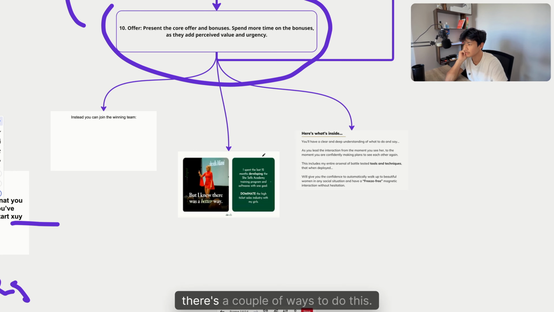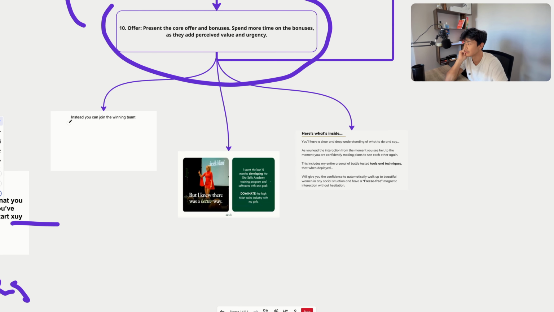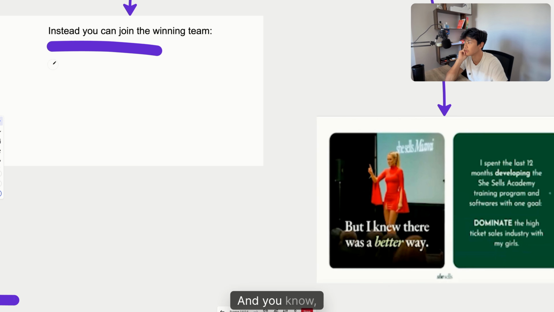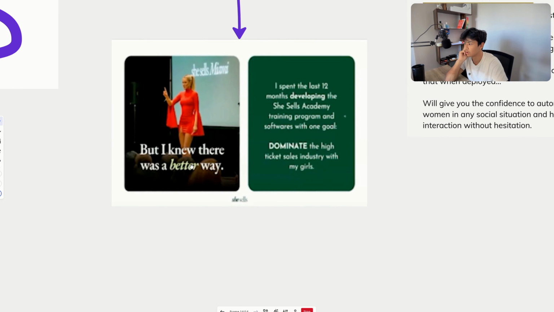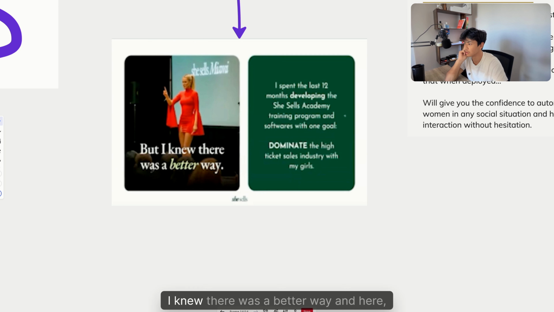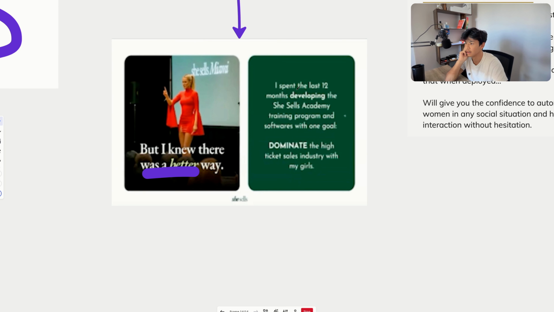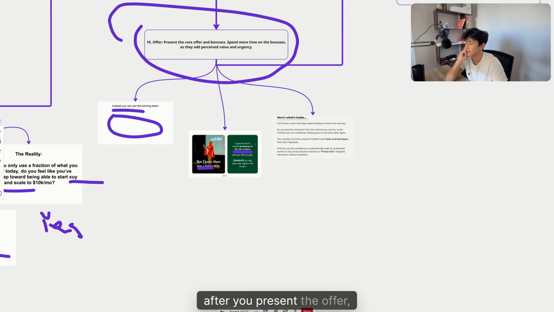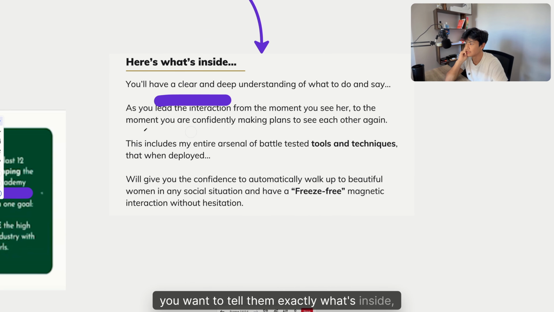So there's a couple of ways to do this. Instead of facing all these problems, what you could do is join the winning team, and here you would present the offer. Or, I knew there was a better way, and here, I spent the last 12 months developing She Sells Academy. And after you present the offer, you want to tell them exactly what's inside, what they get.